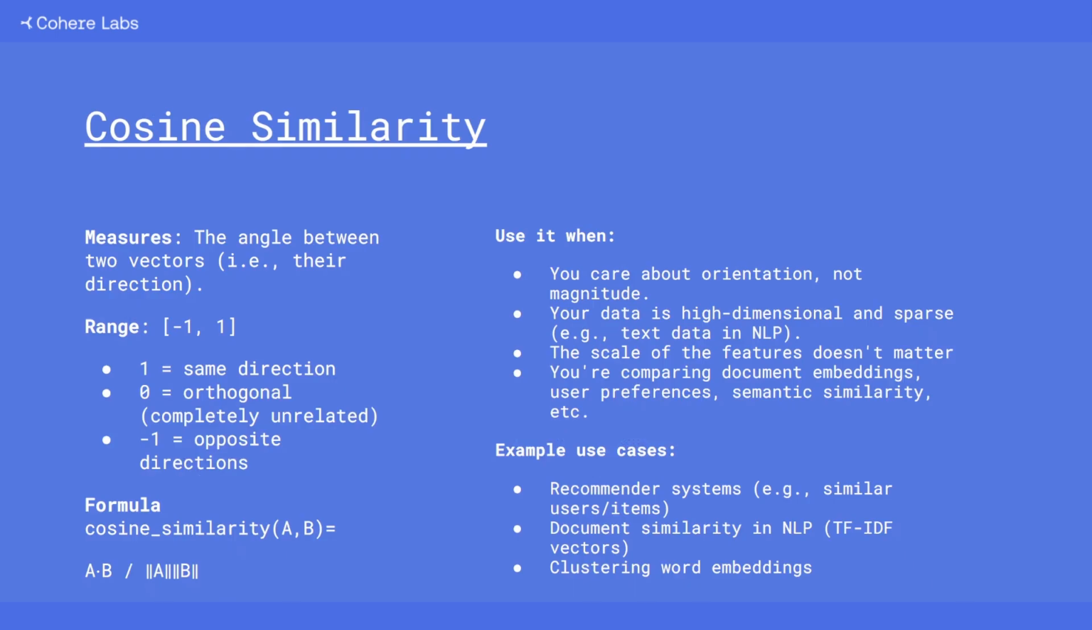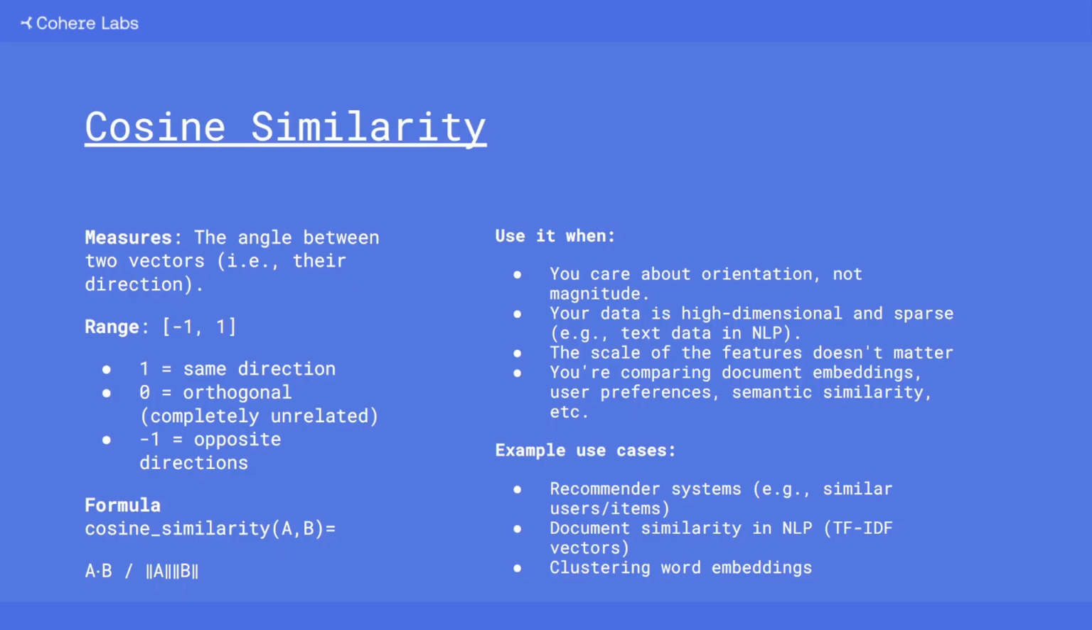So it measures the angle between two vectors, i.e. their direction. The output of cosine similarity is between -1 and 1 inclusive. If you get a value of 1, it means that your vectors are in the exact same direction. If you have a result of 0, that means your vectors are orthogonal, meaning they're perpendicular, or 90 degrees to each other. And that means that your vectors are completely unrelated. And then lastly, a score of -1 indicates that your vectors are in opposite directions.